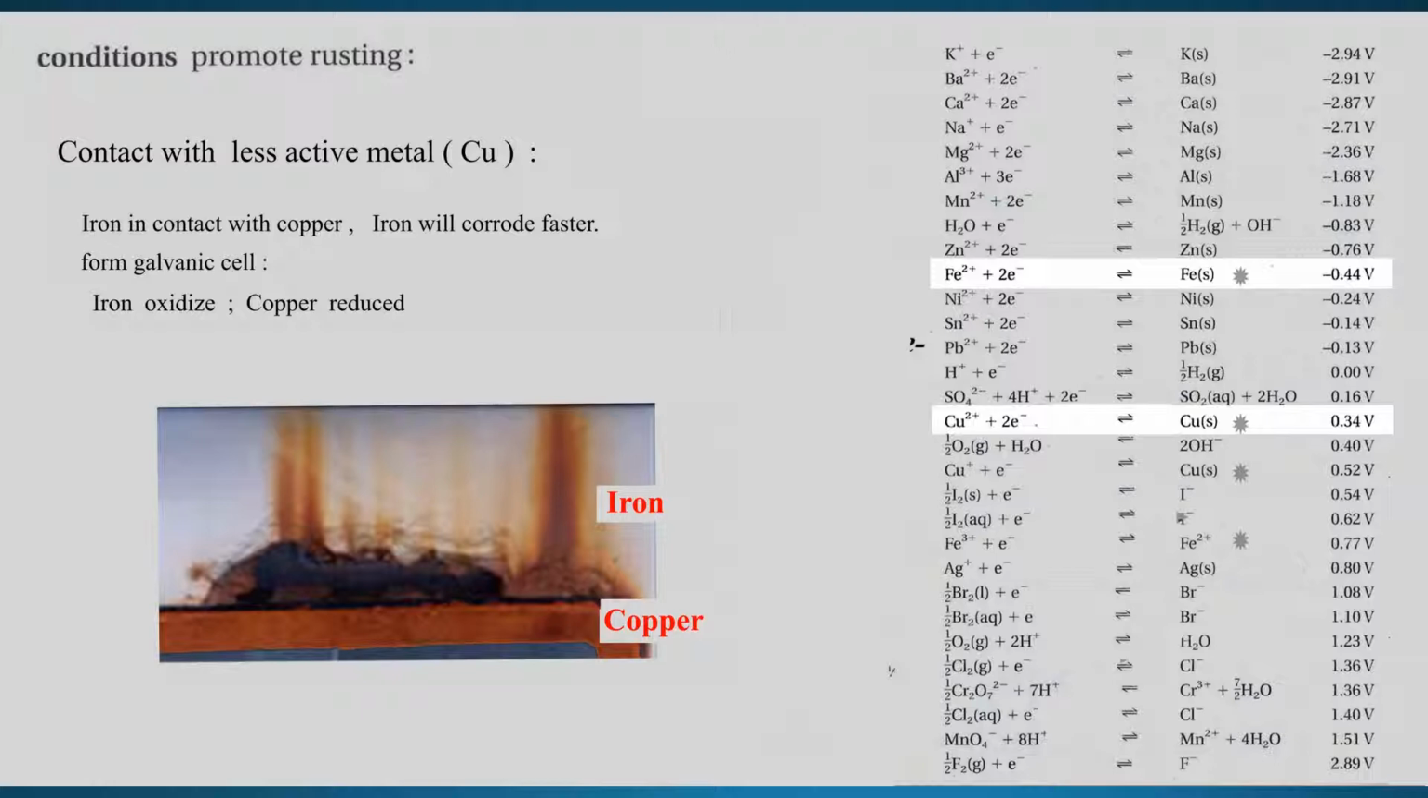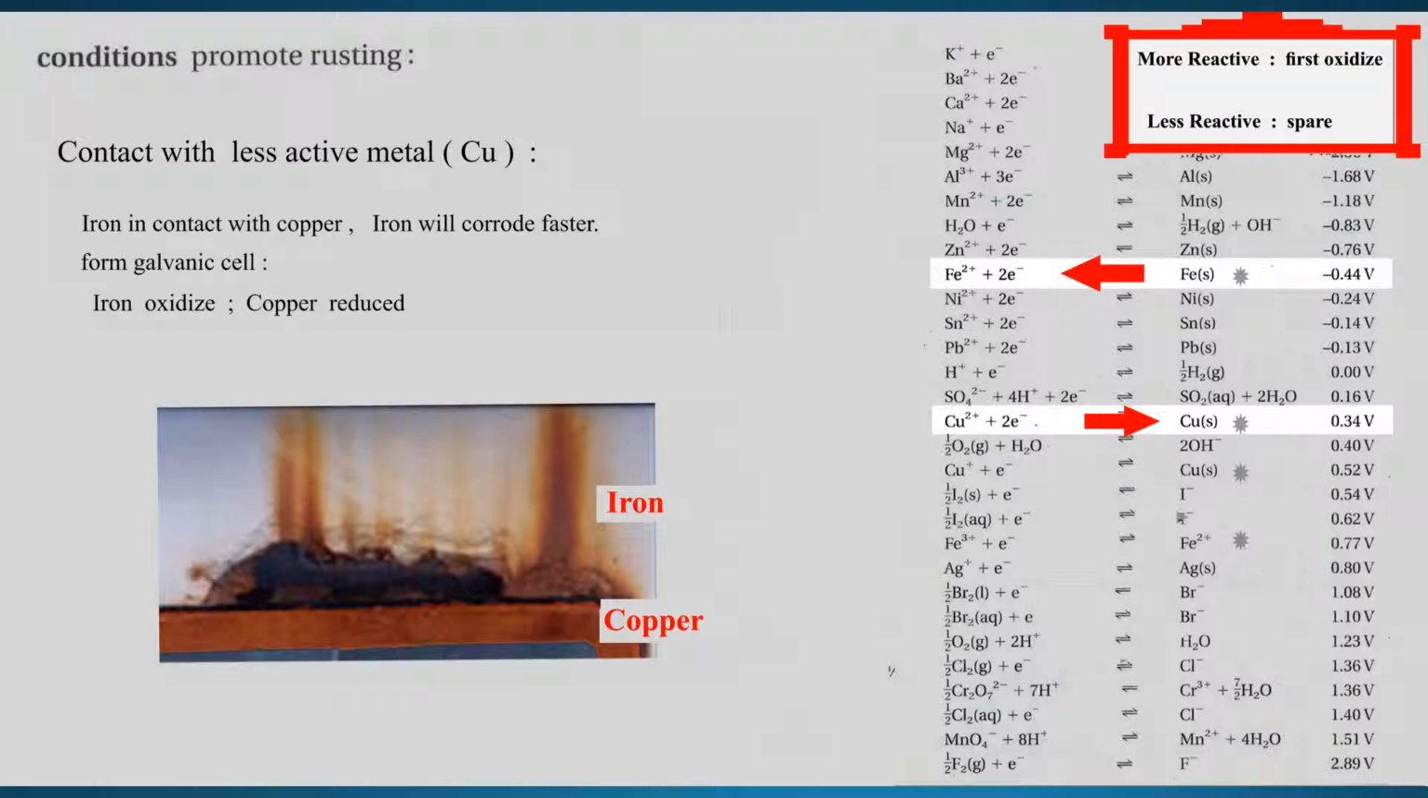And now let's look onto the standard reduction potential table. Iron and copper. Iron on the top, more reactive. Copper at the bottom, less reactive. So it forms iron oxidized, copper reduced. So this is the way we write the galvanic cell. So iron will reverse arrow. Electrons flow to copper. Copper gains electrons, reduced.